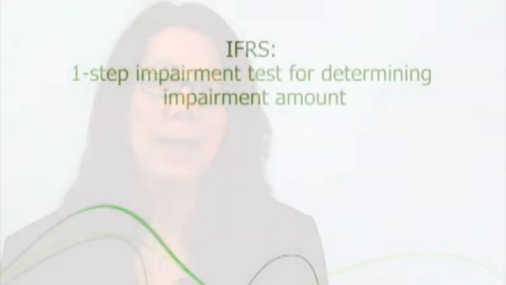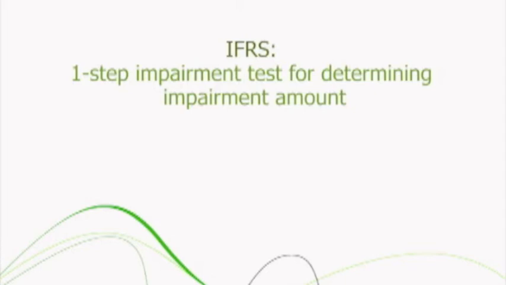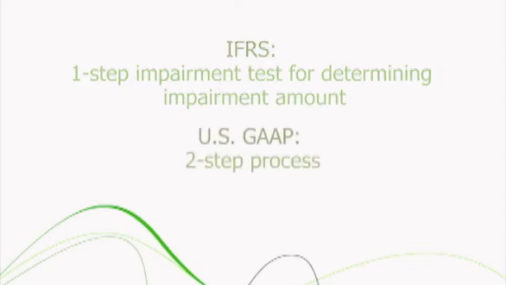So let's take a look at the three largest differences. First, the higher volatility of impairments under IFRS is primarily due to the fact that it has a one-step impairment test for determining the impairment amount, whereas US GAAP has a two-step process.